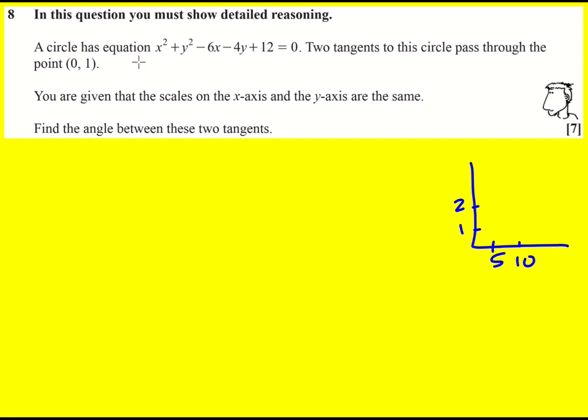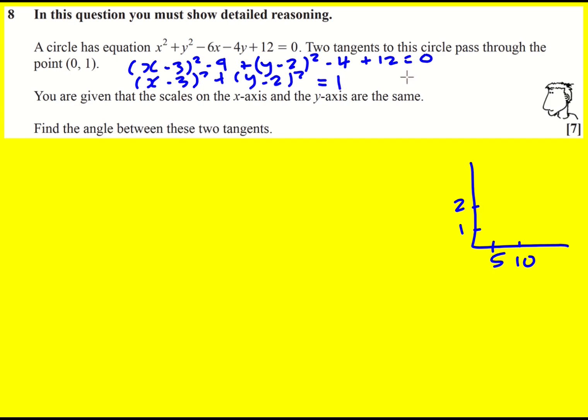Okay, before I draw my sketch, let's get the center and the radius of the circle. So I can complete the square on x. I'm going to get (x - 3)² - 9. That'll give me x² - 6x. And then (y - 2)² - 4 + 12 is 0. I'm getting it in the form (x - a)² + (y - b)² = r². So I'm going to get 1 on the right-hand side, a center of (3, 2), and a radius of 1.